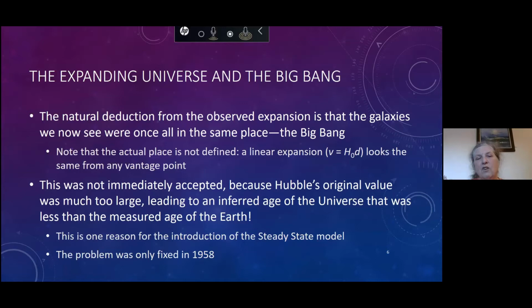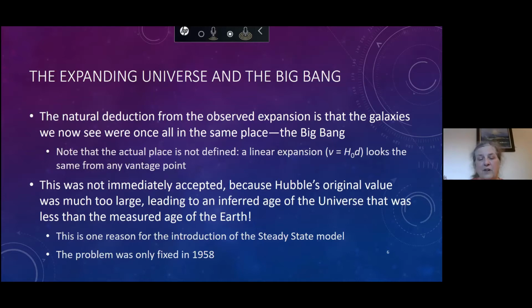So if you run that expansion backwards in time, the natural deduction from that is that a long time ago, the galaxies were all in the same place, and that fact is now known as the Big Bang, although that name dates from the 1950s. I should say that the actual place is not defined. It could be anywhere, or it is everywhere. Although we see all the galaxies rushing away from us, that does not mean that we are at the center of the universe. When you have an expansion such that speed is linearly proportional to distance, it's not difficult to see that it actually looks the same wherever you are.